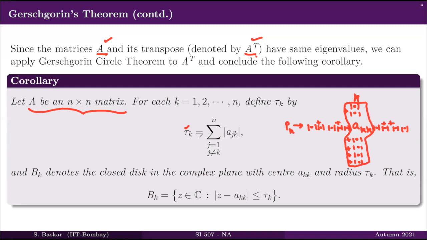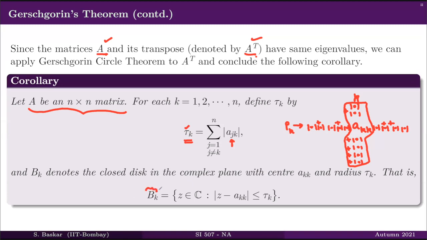Therefore, tau K is defined as the summation over J equal to 1 to n of the modulus of A_JK. Now J runs in the first index of A, which corresponds to rows, right? And leaving the column index fixed. So that is the idea of the corollary. And now you define the Gerschgorin disk with radius tau K, and that we will denote as Bk.